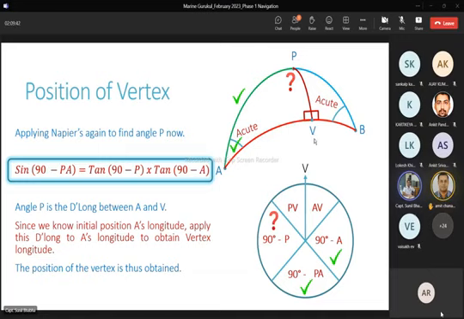Clear beta? Yes, sir. Okay, sir. Thank you, sir. Very good beta. Great. So this is how we calculate the position of the vertex.